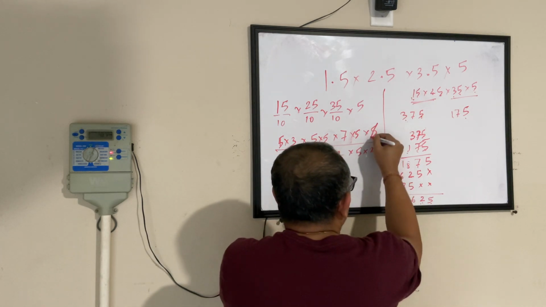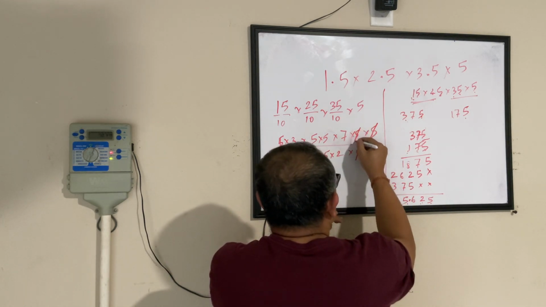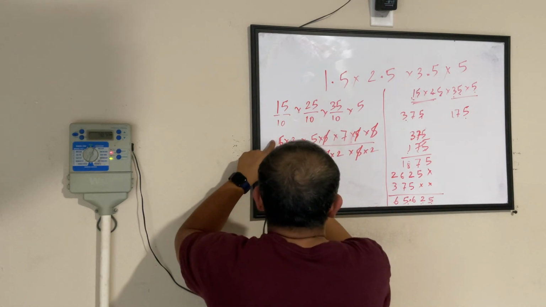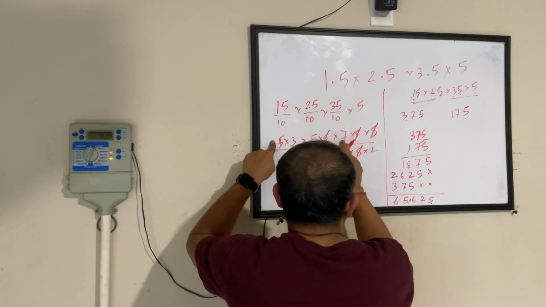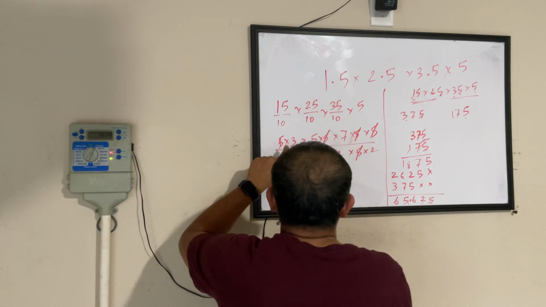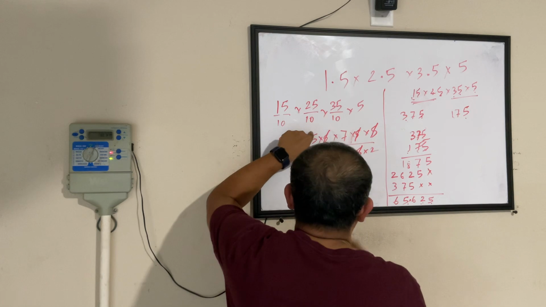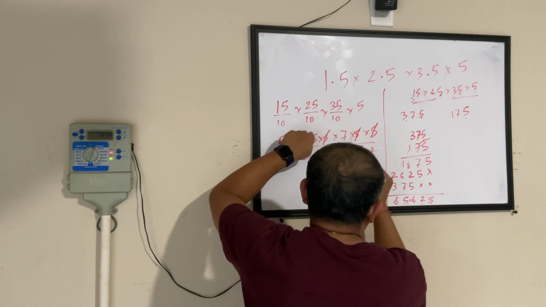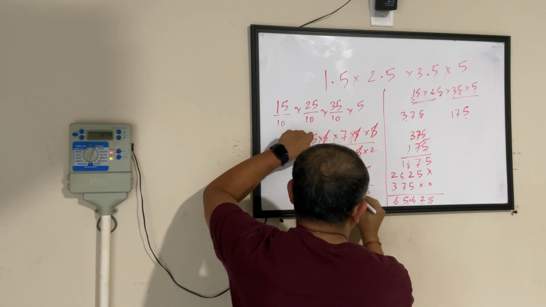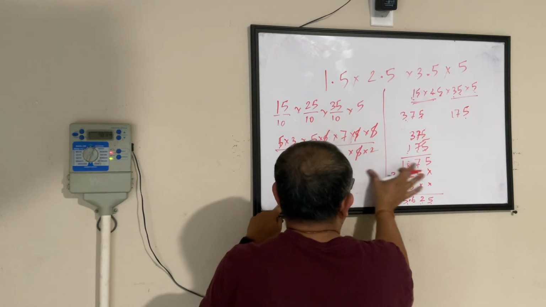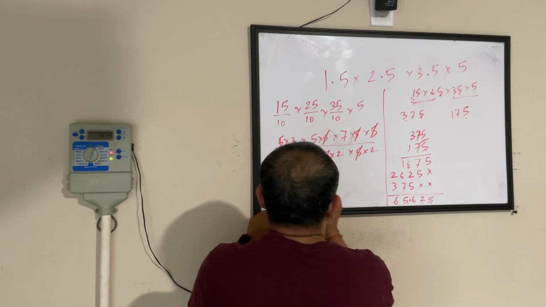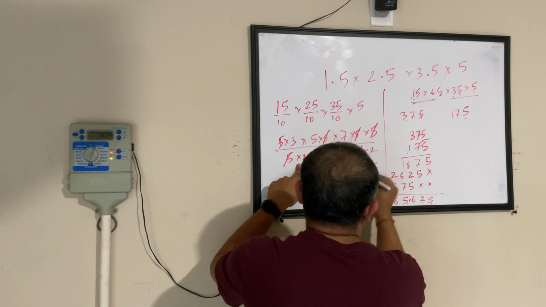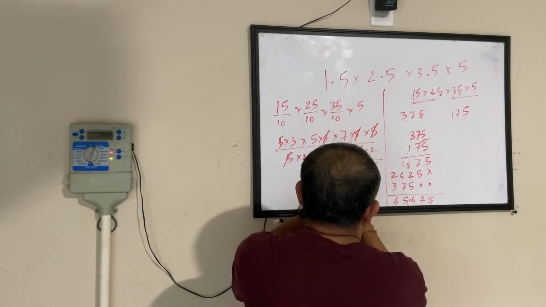The 5s cancel, tic tac toe. What do I have now? 5 into 3 into 5 into 7 divided by 2 into 2 into 2. So 5 into 3 is 15, 15 into 5 is 75, 75 into 7. 7 5s are 35, 7 7s are 49 plus 3, 52. So 525. So it becomes 525 divided by 2 times 2 times 2, that is 8. So 525 divided by 8.